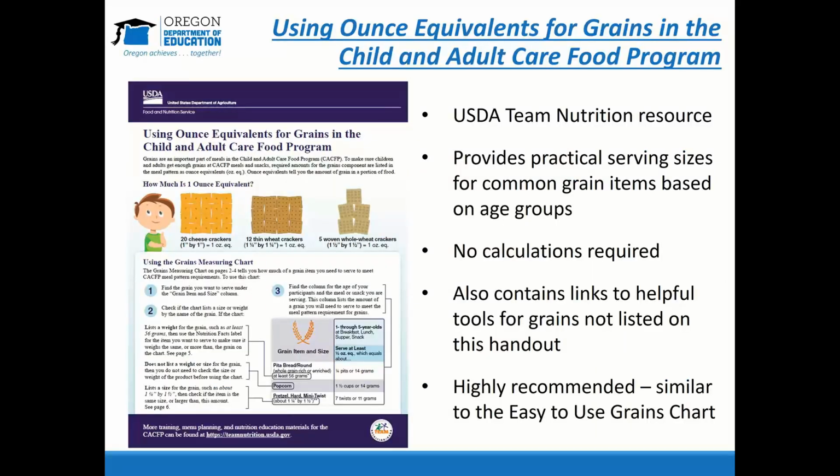So what if all of that seemed like way too much work for you and you want to do something a little bit easier? Well, you are in luck because we have a handout from USDA's Team Nutrition titled Using Ounce Equivalents for Grains in the Child and Adult Care Food Program. This 6-page handout provides practical serving sizes for common grain items based on all age groups. There's no calculations required. And the handout contains links to helpful tools for grain items that you don't find listed on this handout.